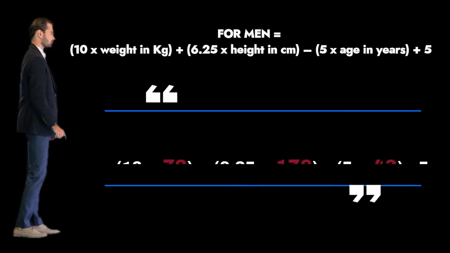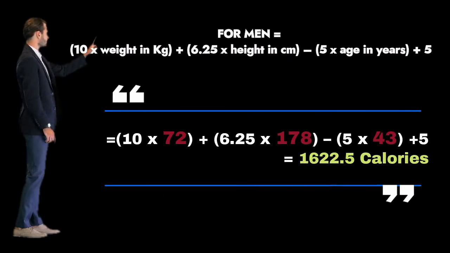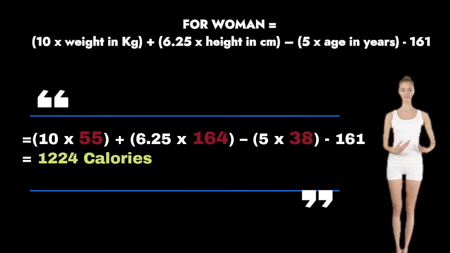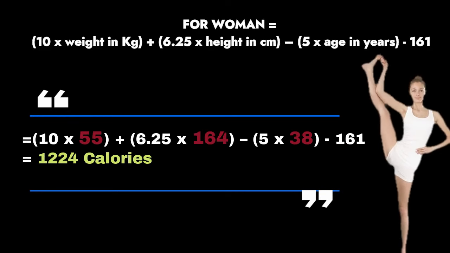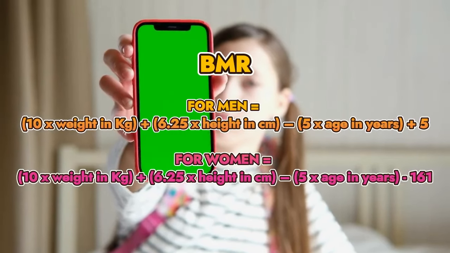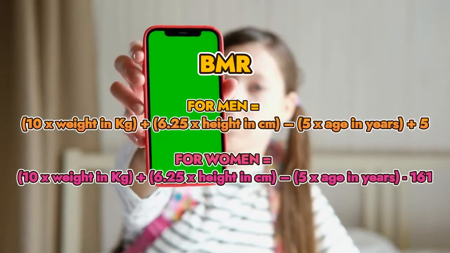For example, a 43 years old man weighing 72 kilograms and 178 centimeters tall will require 1662 calories a day, and a woman who is 38 years old weighing 55 kilograms having a height of 164 centimeters will require 1224 calories a day. If you find it complex to calculate this yourself, there are many free apps available. You can simply enter the weight, height and age and get it easily calculated.